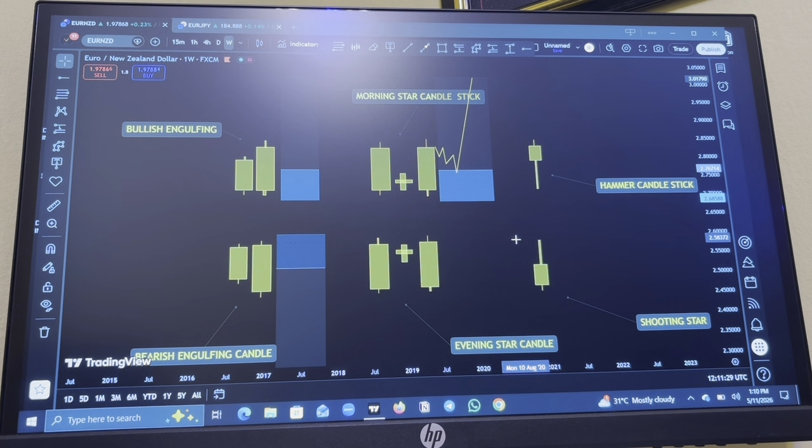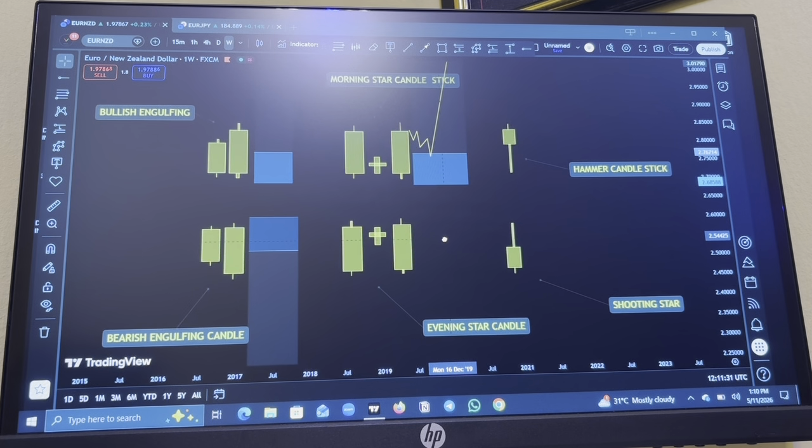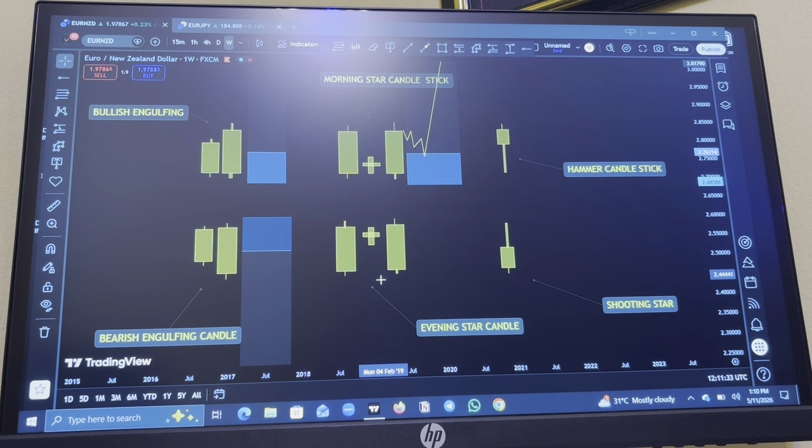So the same thing applies to that of the evening star. This is the evening star. These candlesticks are my favorite candlesticks. Whenever I spot them on the chart, I don't hesitate. I take in my position, calculate my risks, calculate my reward, and then that's all. So if you are doing the inverse of the morning star, definitely you will be having the evening star.